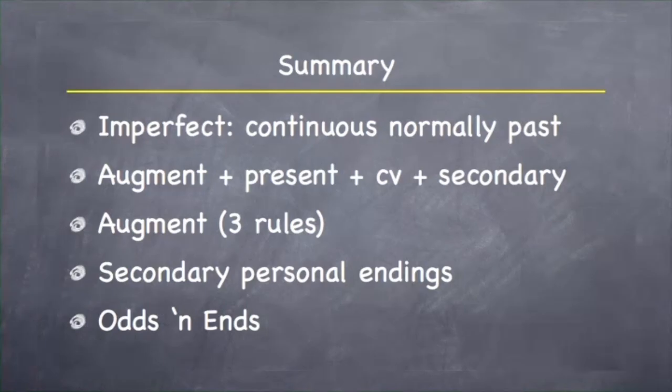Rule 2: if the verb begins with a vowel, we lengthen it. That's called a temporal augment. Alphas and epsilons go to etas, omicrons go to omegas.